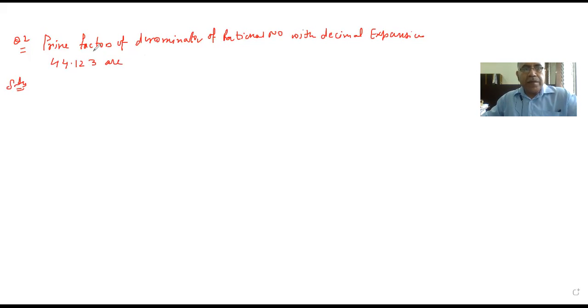Now see, he's saying prime factorization of denominator of a rational number. This is an expansion. Now see, from the expansion I can judge that it is a terminating decimal.